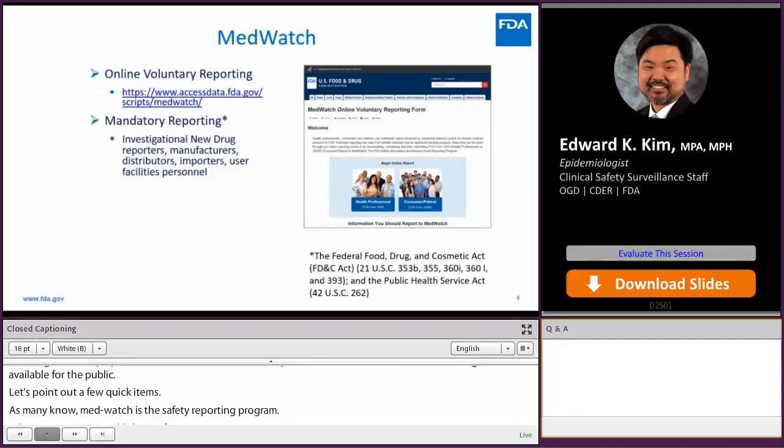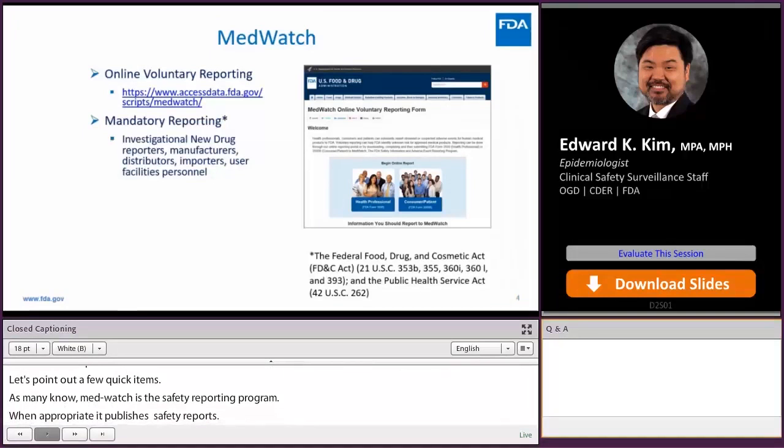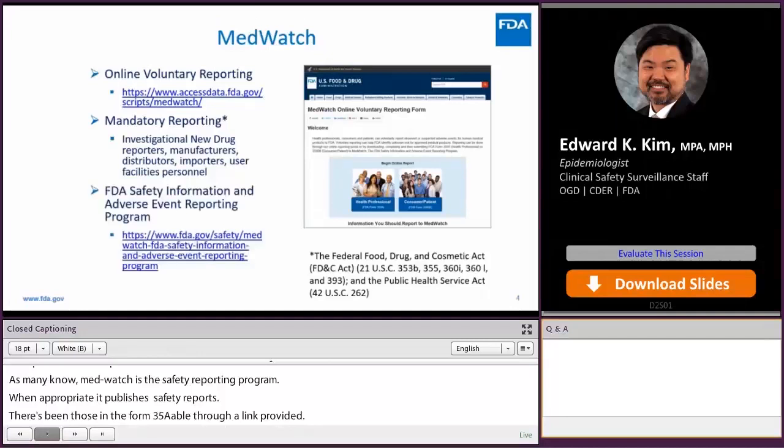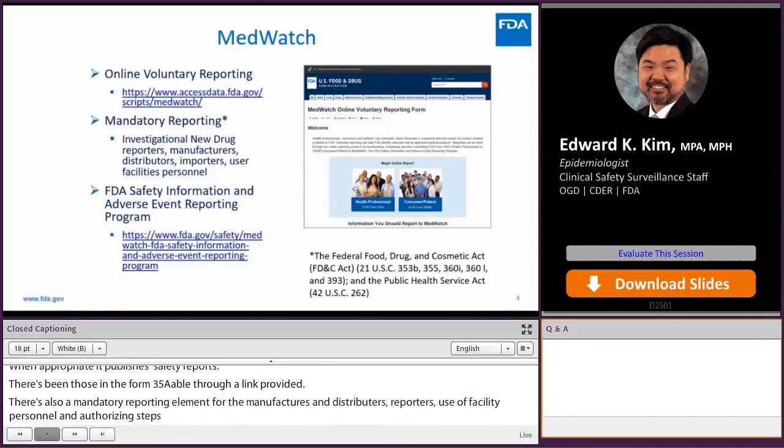There's also a mandatory reporting element for IND reporters, manufacturers, distributors, importers, user facility personnel. The authorizing statutory requirements regarding drugs have been codified under 21 CFR 310 and 314. And of course, if you'd like to find out more about FDA's safety information and adverse event reporting program, I provided a link on the slide.